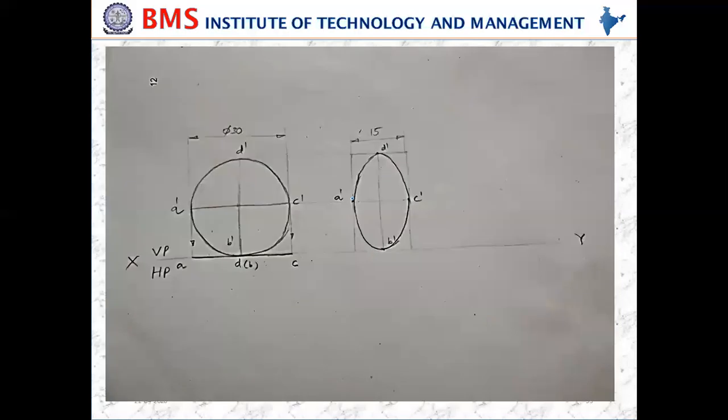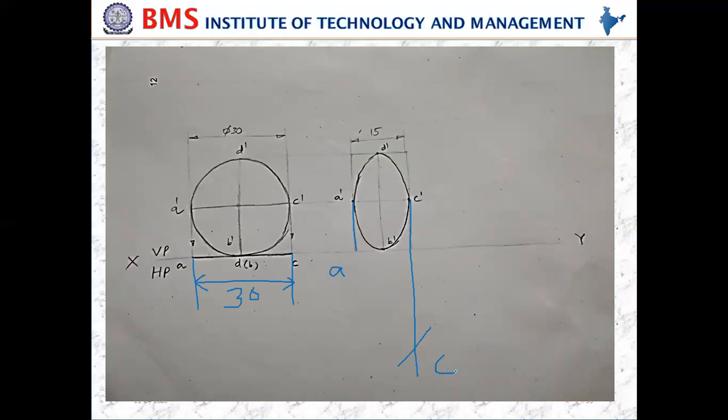Once you draw the ellipse, we don't know how much this circular lamina is inclined or rotated. So for that, from A dash project onto the XY line to get A, and from C dash draw one vertical line. We don't know where exactly C lies. Next, take the length of AC, because the line view is equal to 30 mm. With A as the center, cut this C dash line to get C.